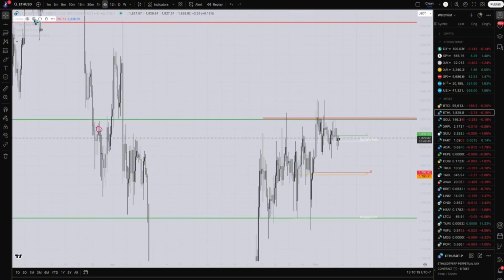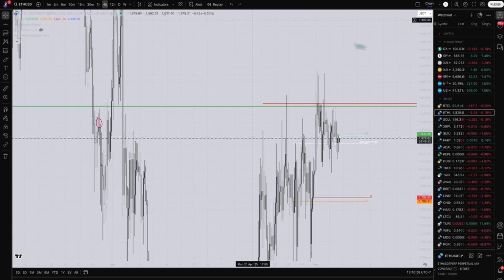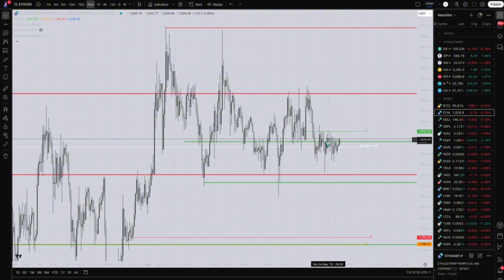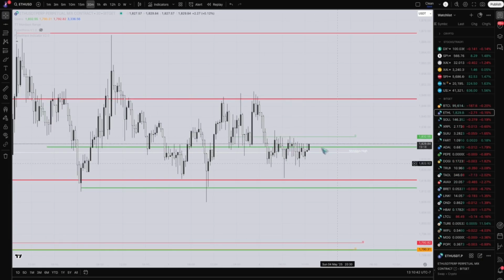I'm using a couple extra indicators too. I'm using the Monday range and the opens, which I covered in another video. To take a look at the indicators, you can see it right here. But I think that we're going to see some movement to the upside because I was looking here at the 30-minute, right? And we have this level. This is a support level that I think we could possibly finally reclaim, because we've been bouncing back and forth in this area the whole time.